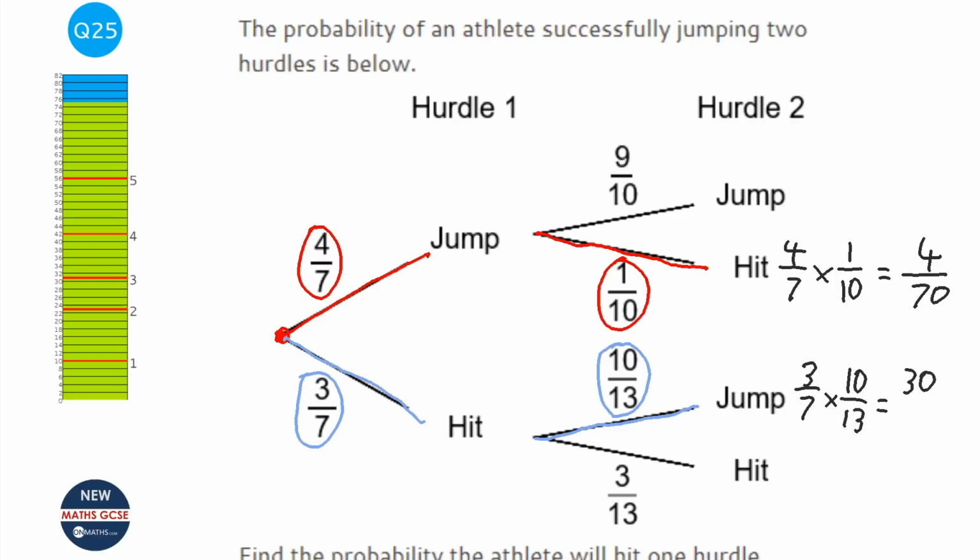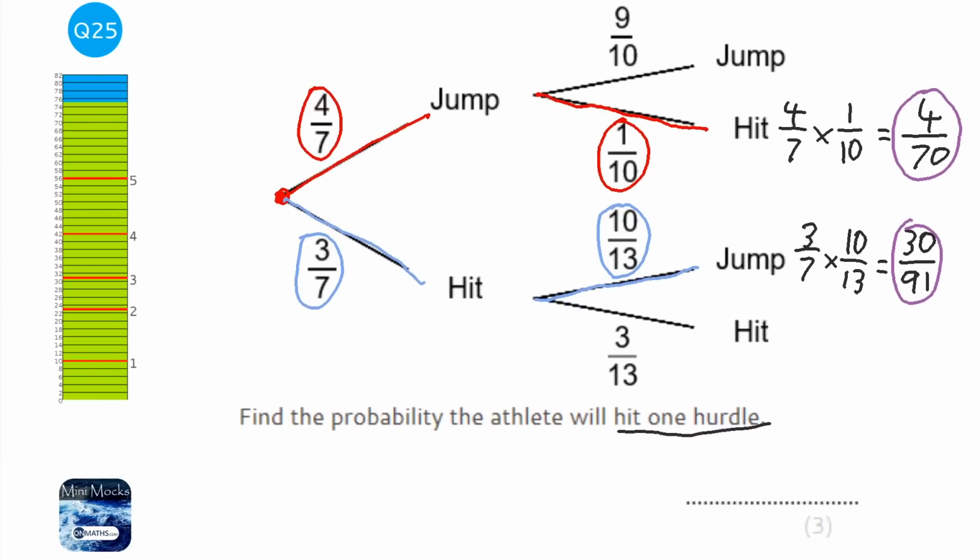So that's going to be 30, and then I could do this in the calculator or just do it in my head, over 91. Okay, now we're either going to end up here where he's hit the second one, or here where he's hit the first one. The word "or" in probability means add. So he's either going to hit the second one, or, which in probability is add, hit the first one.